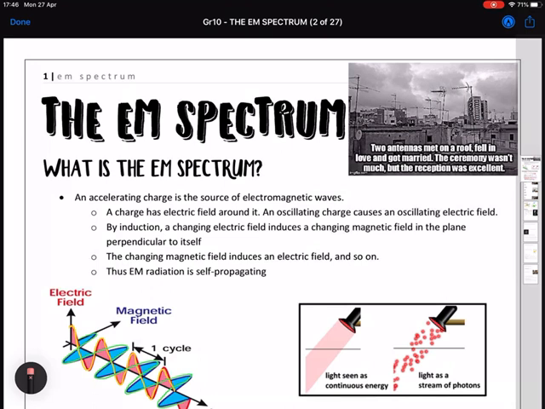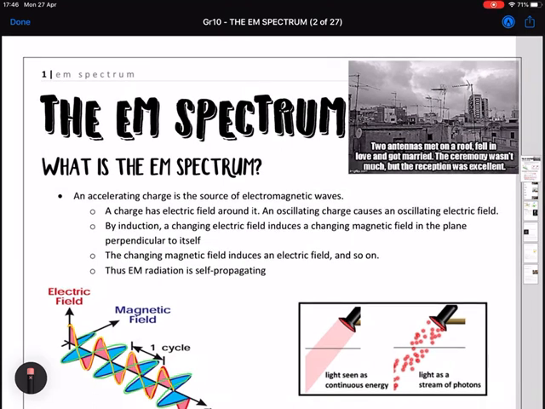So EM stands for electromagnetic, and obviously then in electromagnetic we've got an electric wave, and we've also got a magnetic wave. If you've got an accelerating charge, a charge that's moving faster and faster, it can be a source of an electromagnetic wave. A charge has got an electric field around it. You learned about charges having electric fields last year. If you've got an oscillating charge, a charge that's moving, it will cause an oscillating electric field. By induction, an electric field induces a magnetic field in the plane perpendicular to itself.